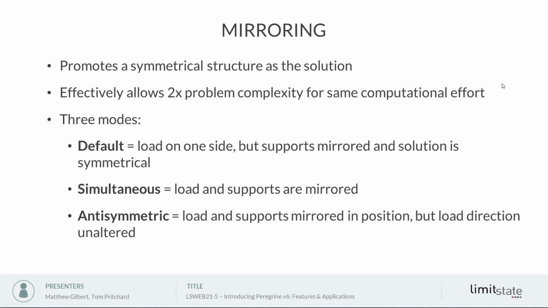So the default is having the load on one side, but the supports are mirrored and the solution is found to be symmetrical. So the optimizer goes through and looks at the best symmetrical structure for carrying those loads on that one side. There's also simultaneous, where both the loads and the supports are mirrored in our mirror plane. And thirdly, there is an antisymmetric mirroring option, which allows the loads and the supports to be mirrored in position, but the direction of the load is unaltered.